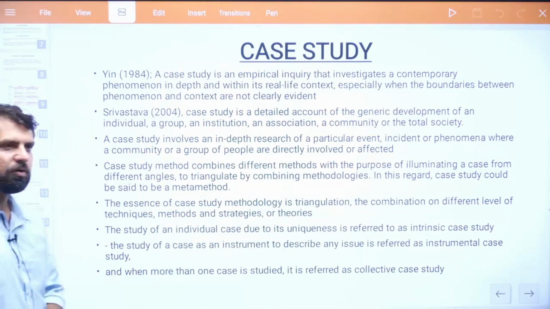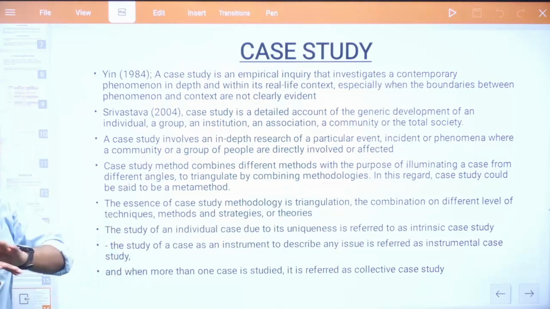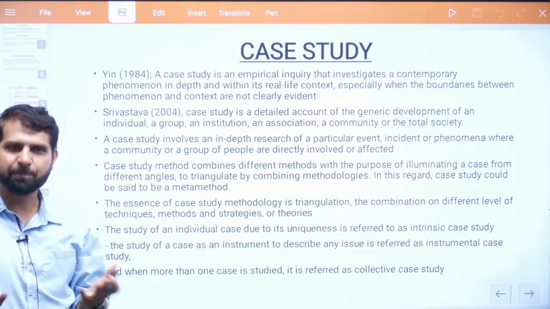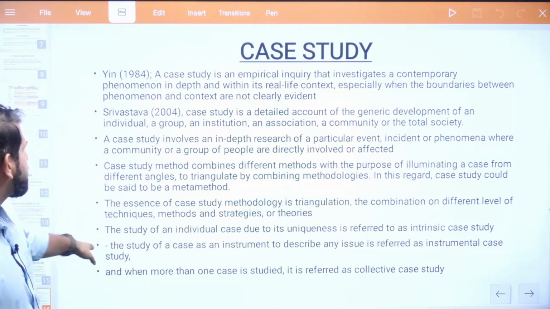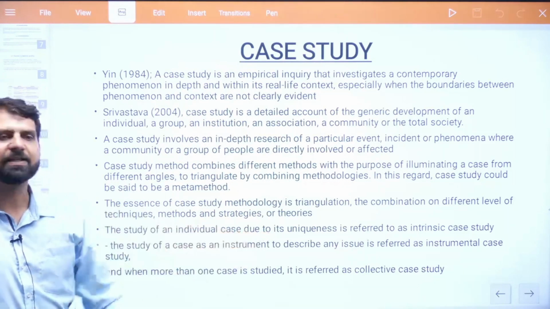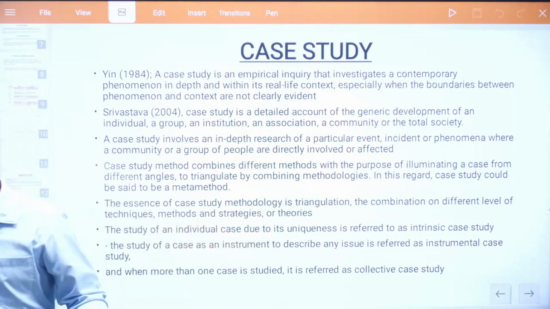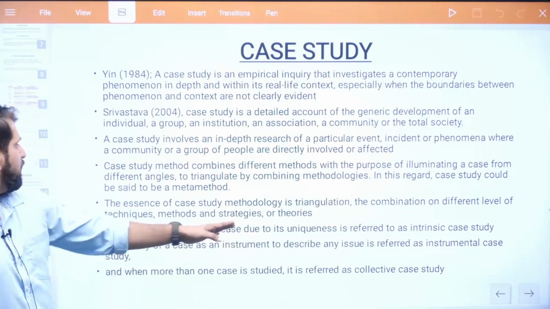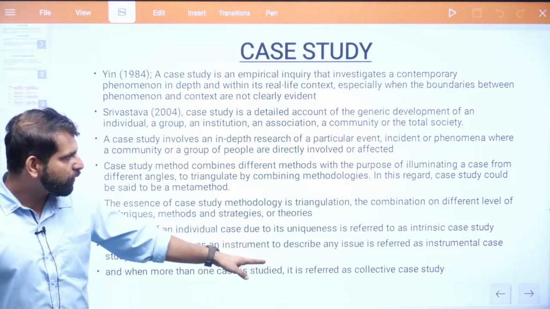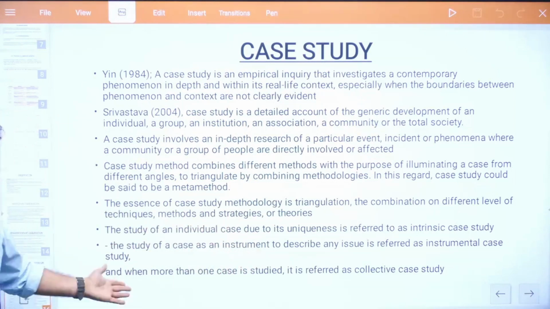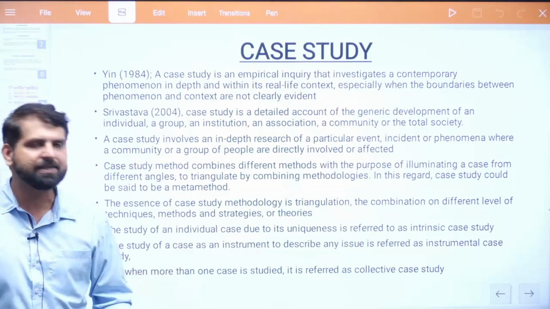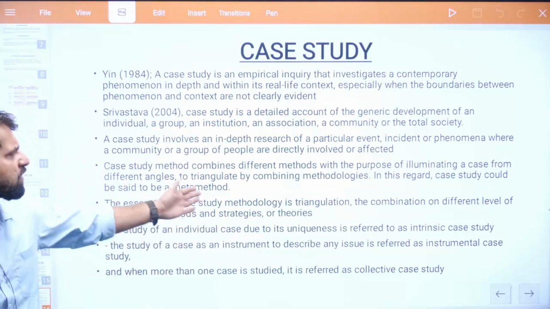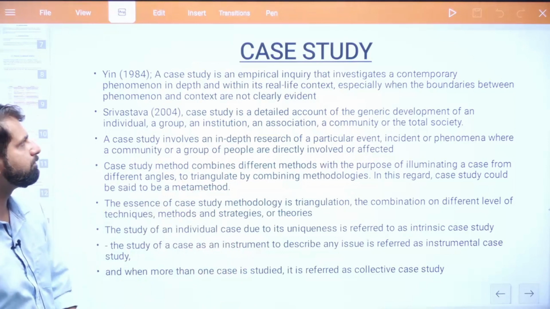See, meta does not always mean bigger. Study of individual case due to uniqueness is referred to as intrinsic case study. So there are different types. Study of case as an instrument to describe any issue is referred to as instrumental case, and when there is more than one case study, it is referred to as collective case study. So simple statement in that sense.